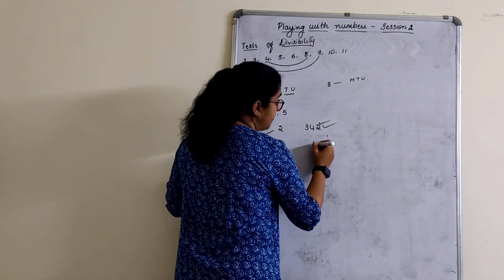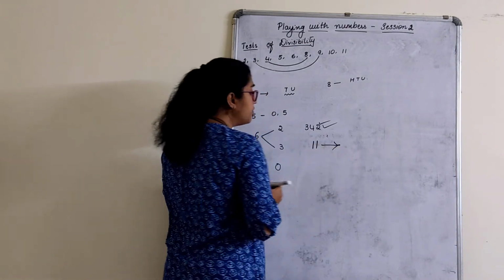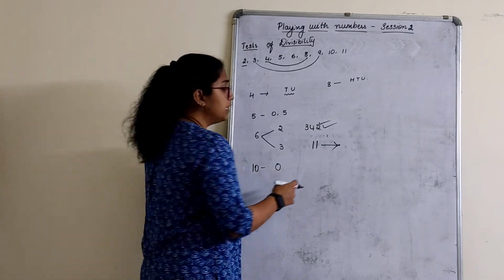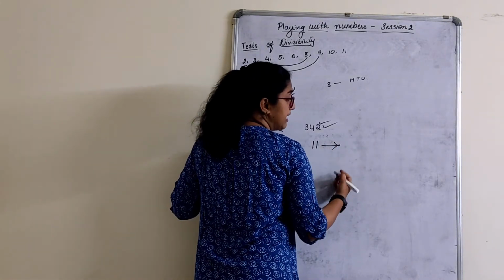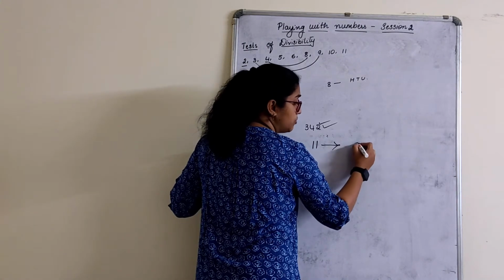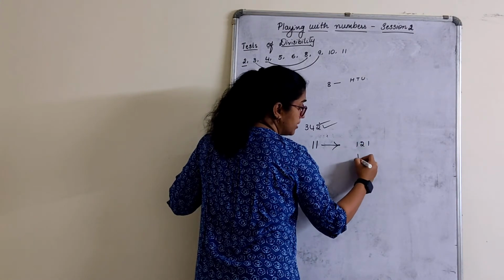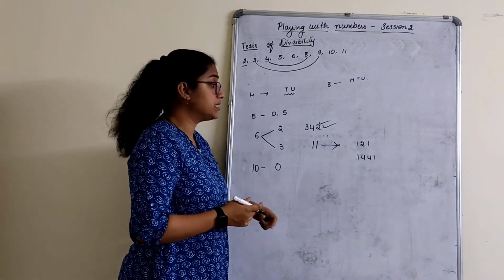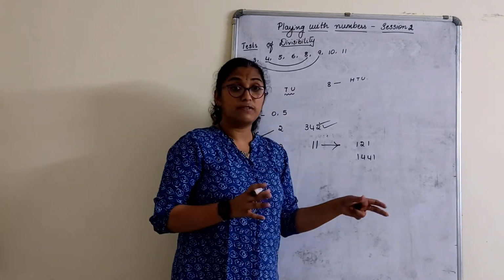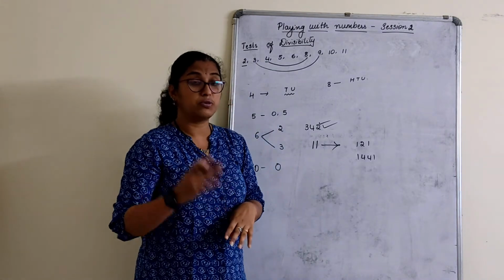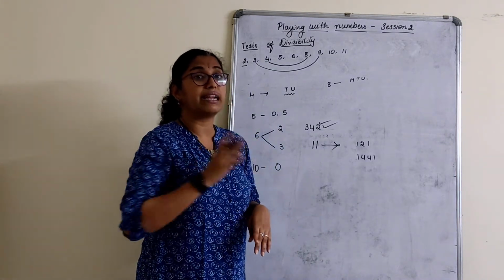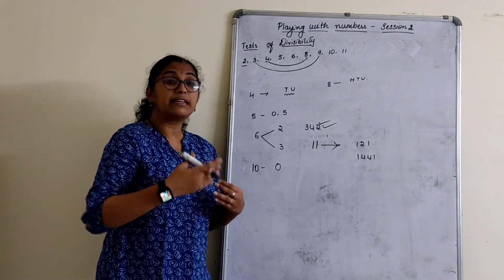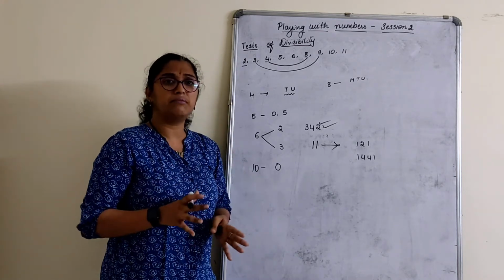11. Whenever we talk about 11, we always talk about a palindrome number. Now what is a palindrome number? The number which reads the same from left to right and right to left. Say 121, 1441. These are called palindrome numbers. Generally all palindrome numbers with an even number of digits are divisible by 11, which read the same from left to right and right to left. But there can be some other random numbers also.